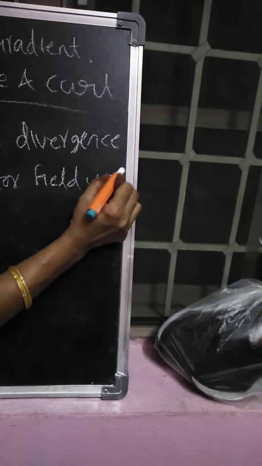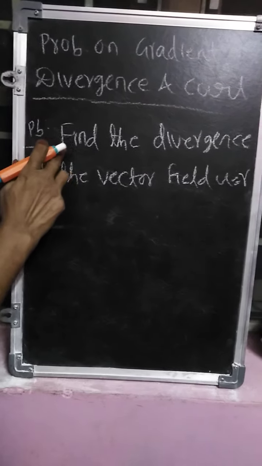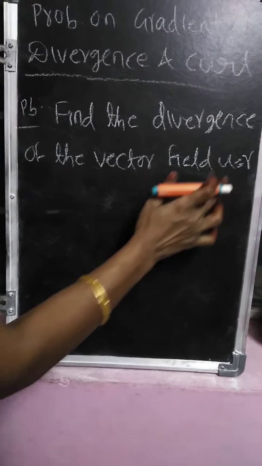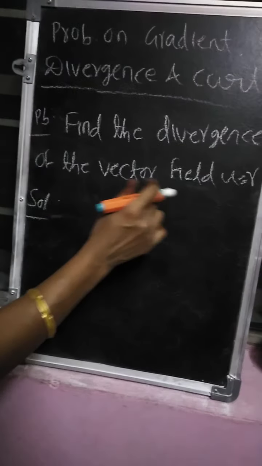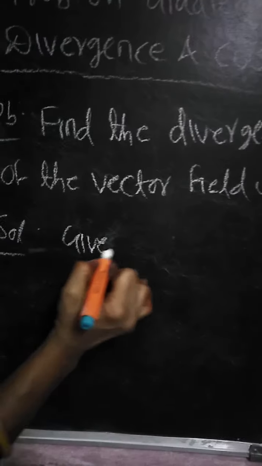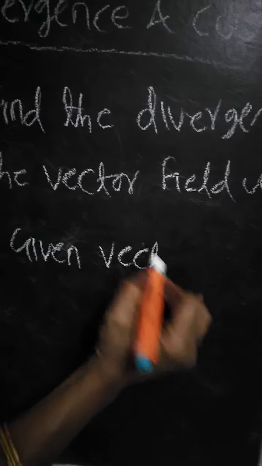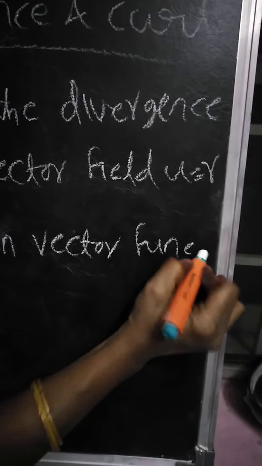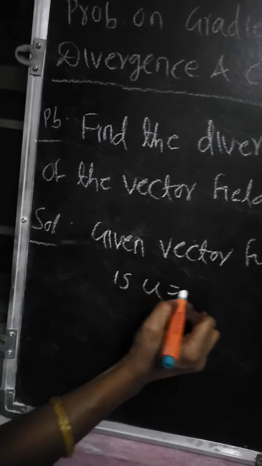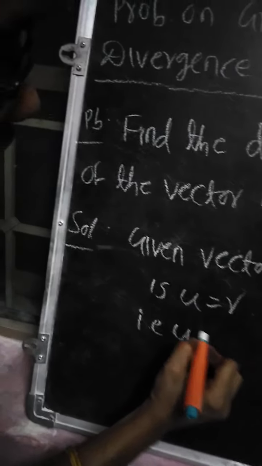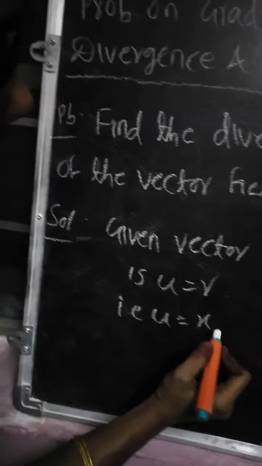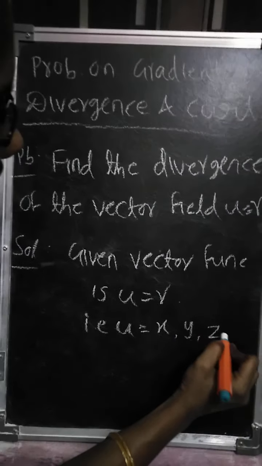Vector field U is equal to R. Here R means a position vector. So we find the divergence of the vector field U equal to R. Solution: the given vector function is U equal to R, that is, xi plus yj plus zk, or simply x, y, z. Then we find div U.